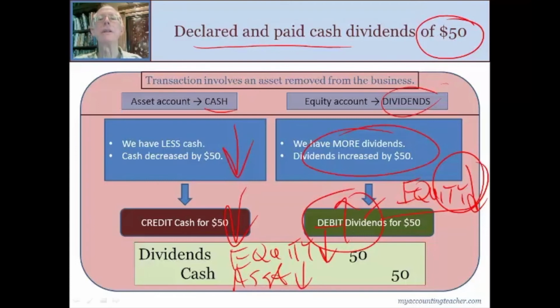The equity of my business just went down. The business equity just went down because we took assets out of the business and gave it out to the owners for their personal use. Equity of the business went down. The owners have got the money now, but we're not doing the journal entries for the owners' personal lives. We're doing it for the business. And from the standpoint of the business, equity just went down. Cash went out the door.